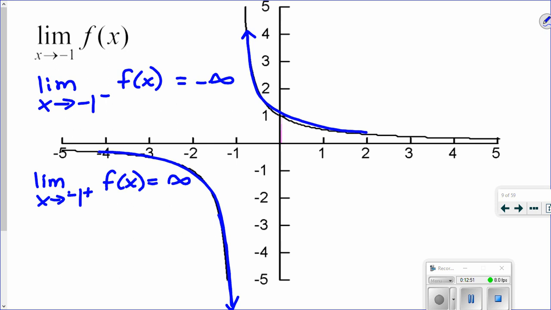Well, negative infinity and positive infinity are not the same thing, so they are not equal. So the left-hand limit is not the same as the right-hand limit. So we would say that the limit as x approaches negative 1 of this function does not exist, because the left and right hand side are two different values. Now, if both were going to positive infinity, we would say the limit's positive infinity. If both are going to negative infinity, we would say the limit's negative infinity. But because one's going to negative infinity and one's going to positive infinity, the limit does not exist.